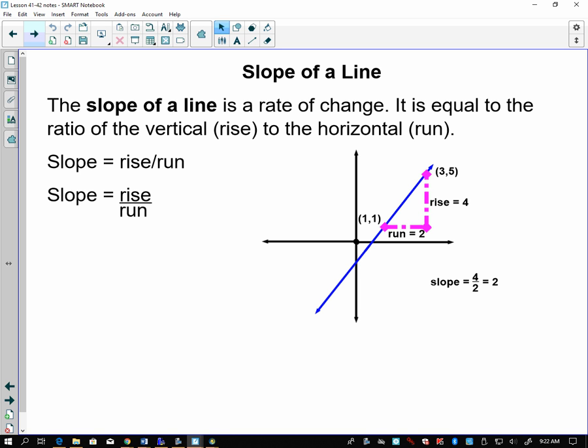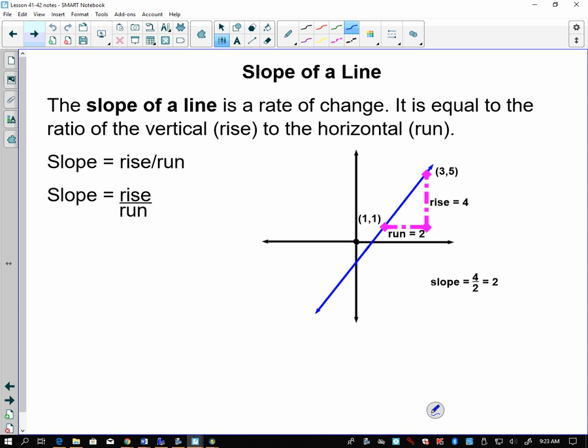Okay, so my rise is up and down movement. I can go down, okay, but I'm always reading it from left to right. Okay, so if I have a decreasing slope, I'm going down and over to the right. If I have an increasing rate of change, I'm going up and to the right. Follow me? Okay, a rate of change can be any fraction or a whole number.